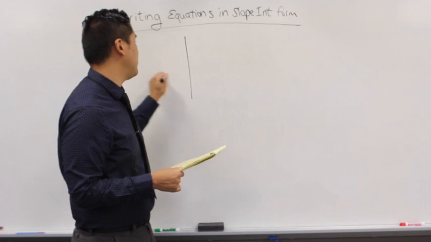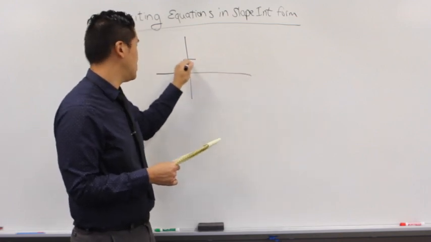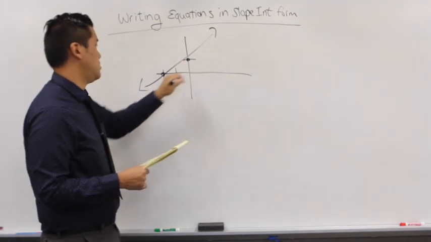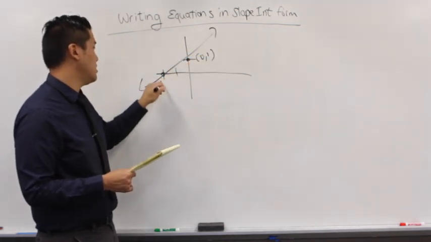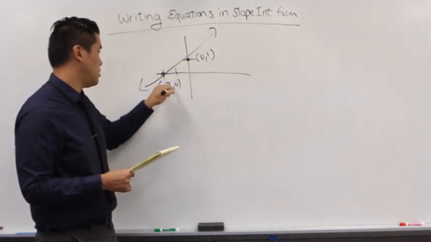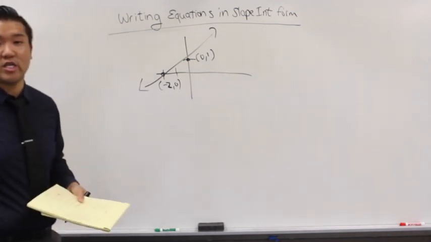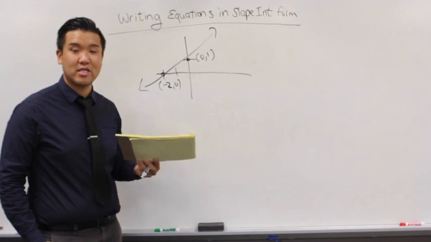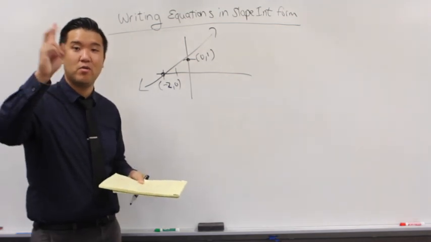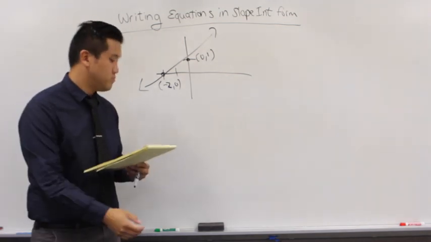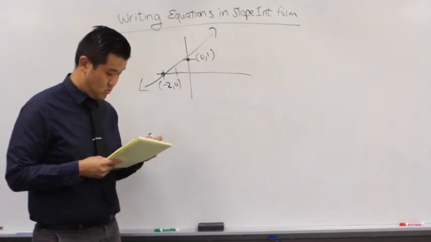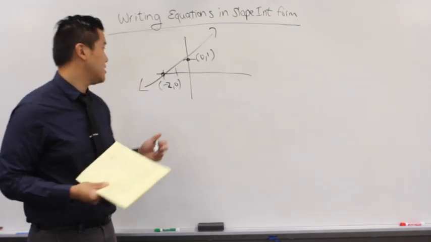If I give you a graph, so here's 0, 1, -2, 0. I want you to write the equation of this graph. Okay, we'll give you about 30 seconds to a minute. Remember 2 things: slope, y-intercept, go. Alright, let's take a look.